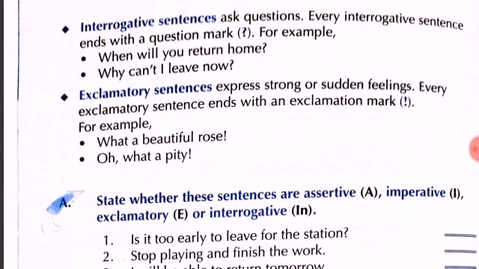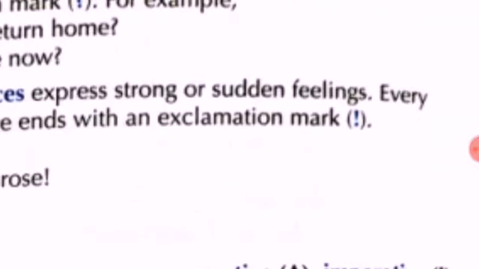Now, the fourth kind is exclamatory sentences. These express strong or sudden feelings. Every exclamatory sentence ends with an exclamation mark. You can see the exclamation mark here.